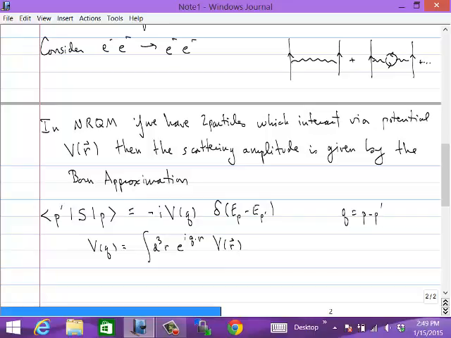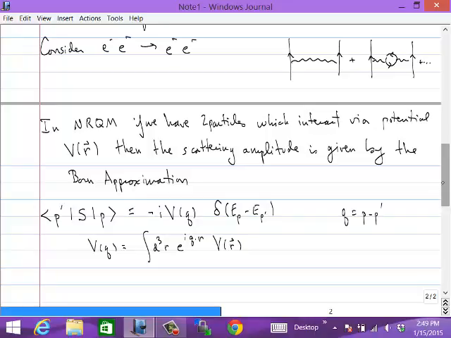Is this something that you guys have seen before? Okay. This is something that you probably saw in some undergraduate quantum class, most likely. If you haven't seen it, it's actually pretty easy to derive. So, for example, when you derive Rutherford scattering in your quantum mechanics classes, this is one of the central results that we can use.